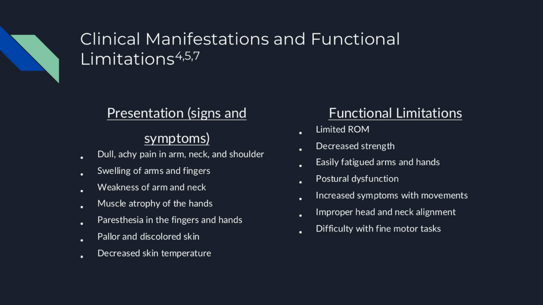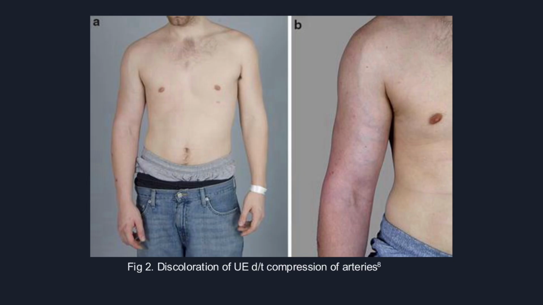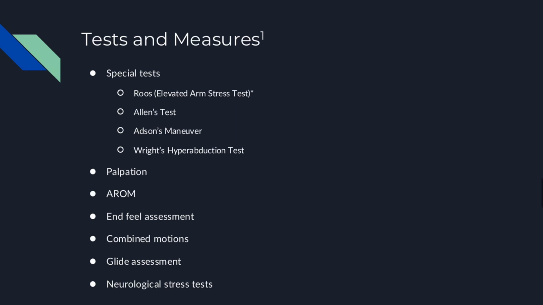So then for our functional limitations, we have limited range of motion, decreased strength, easily fatigued arms and hands, postural dysfunction, increased symptoms with movement, improper head and neck alignment, and then difficulty with fine motor tasks. And this is just a depiction of what that discolored skin could look like due to the compression of the TOS.